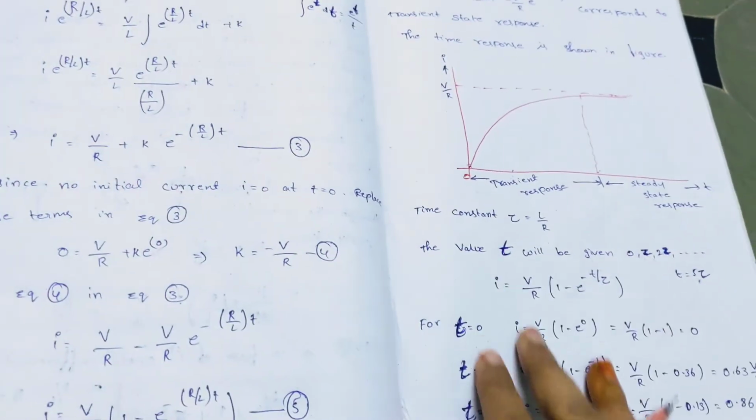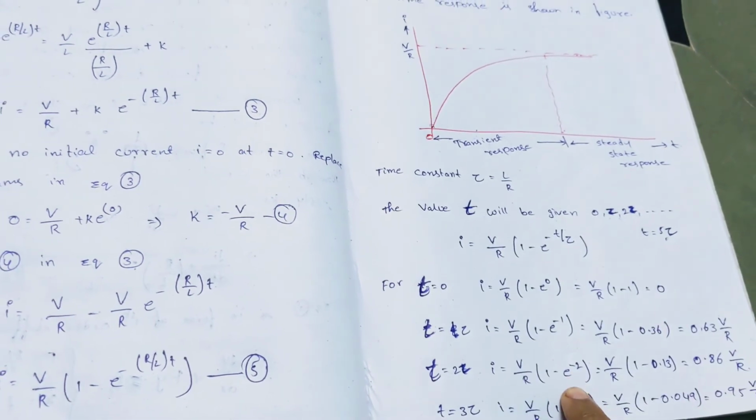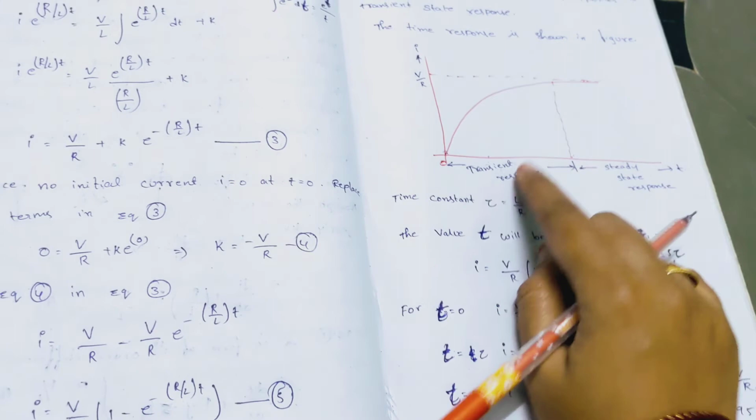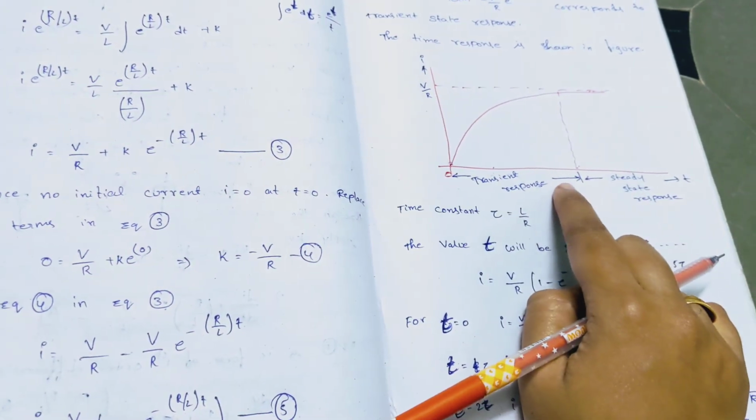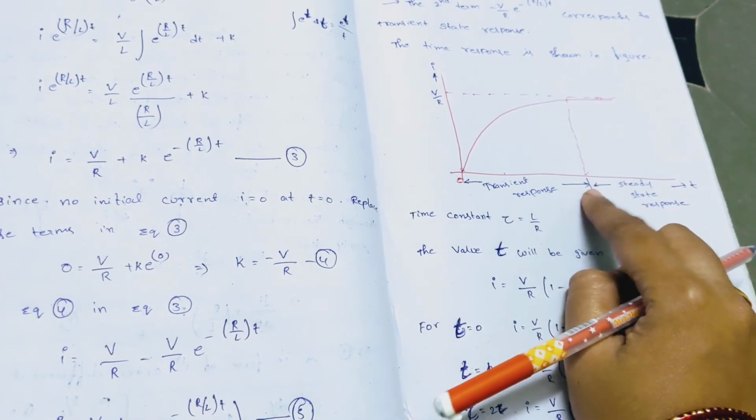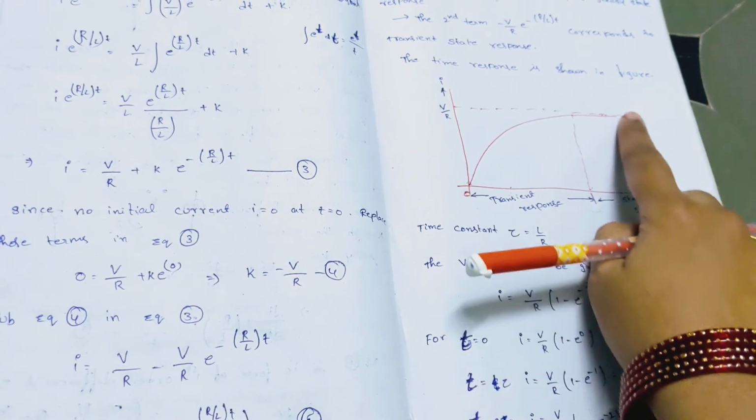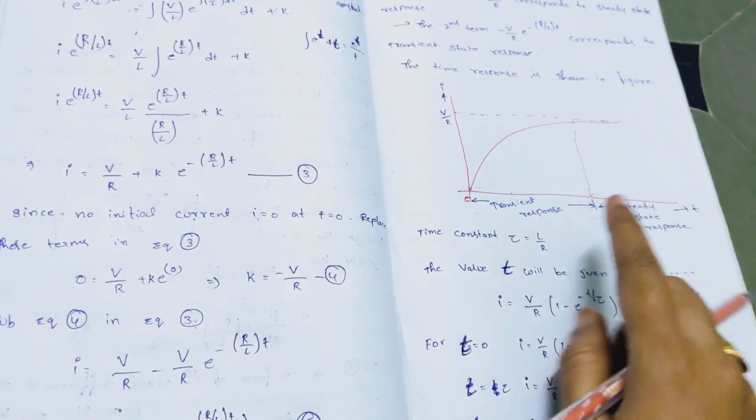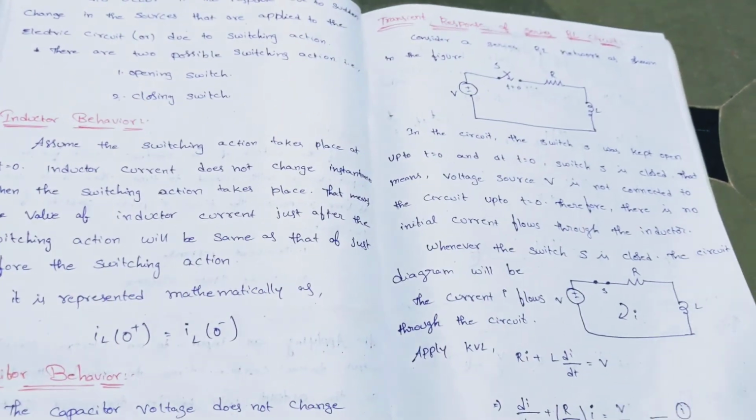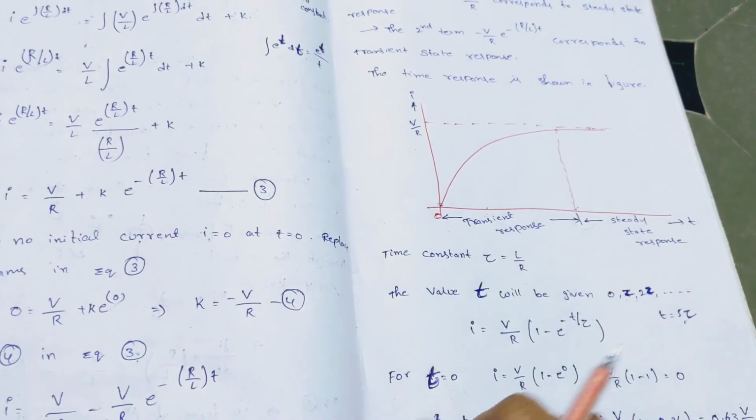This is the way we calculate the transient response and steady state response. The transient response will be available in your circuit up to 5 tau. After 5 tau to infinity, we say it is your steady state response. So this is the response of your series RL circuit. Okay, thank you.